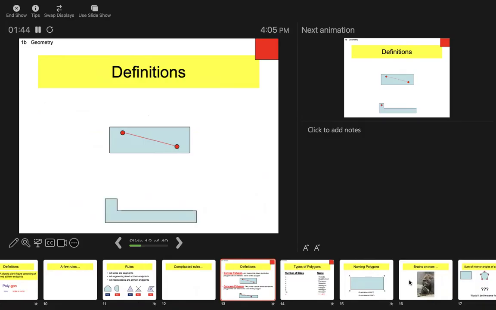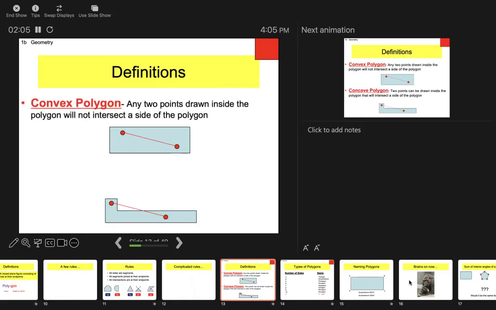Contrast that with this polygon. I'm still made up of segments joined at their endpoints, but check this out. I can select 2 points that when I play connect the dots, the red line actually goes outside of the shape. In other words, it intersects the side of the polygon. These two shapes are two different types of polygons. The first one is called a convex polygon. And a convex polygon is when I select any 2 points at random, the line drawn between those 2 points will always be inside the polygon.